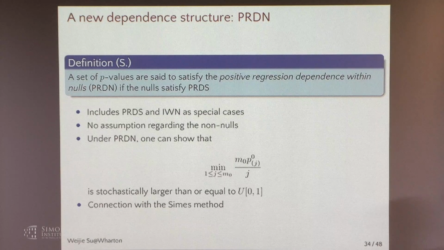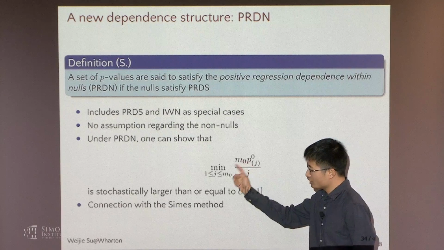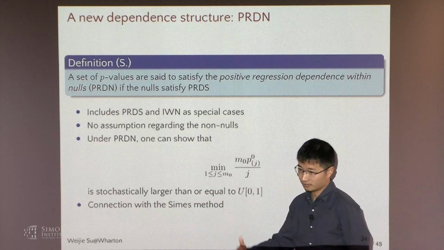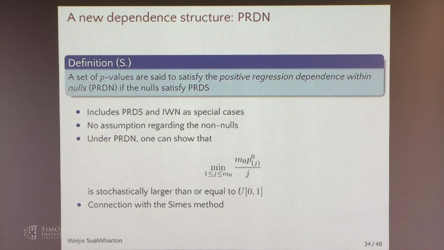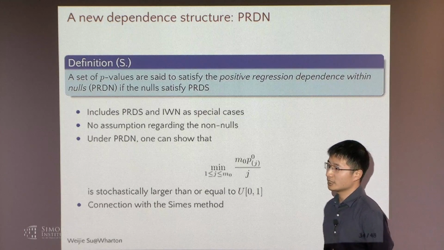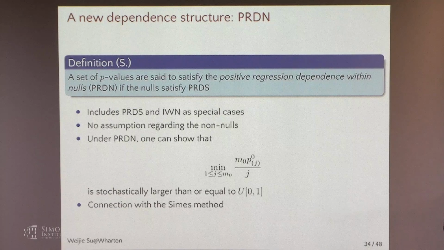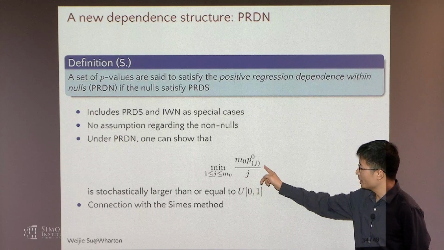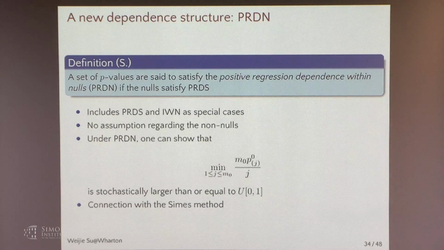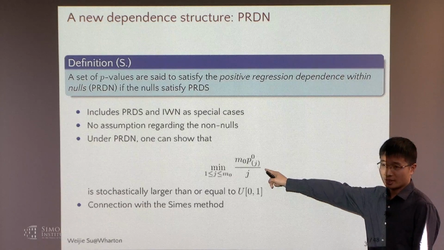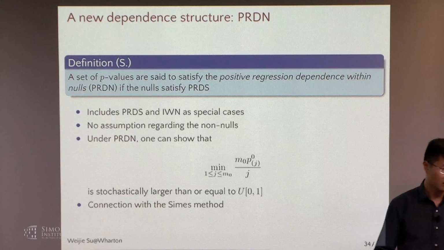Under PRDN, we can show that this random variable is stochastically larger than or equal to uniform. Why? It's just a consequence of the PRDS condition. If you restrict your BH to the null p-values, the probability that this is smaller than Q is just the FDR. So by definition, PRDS on the global null should control FDR, so this is stochastically larger than uniform. The proof is very simple. The connection to Simes is already there, because if this statistic is smaller than the nominal level, then we reject the global null. This is what Simes does.